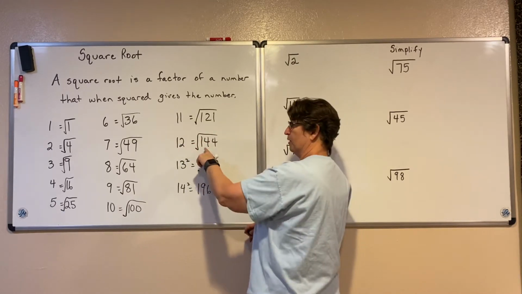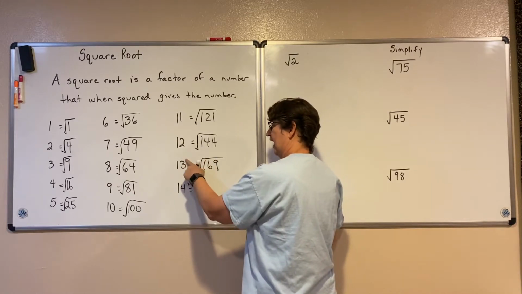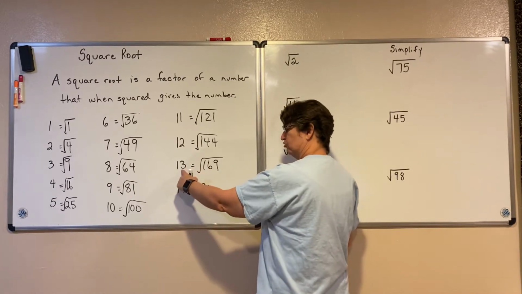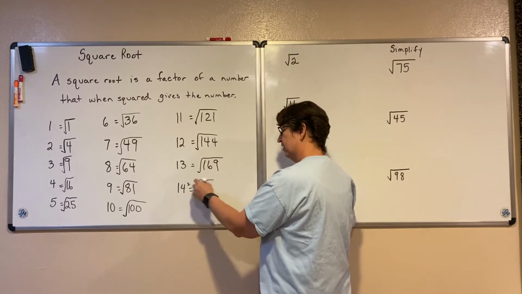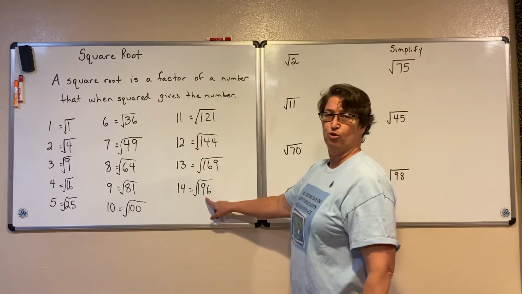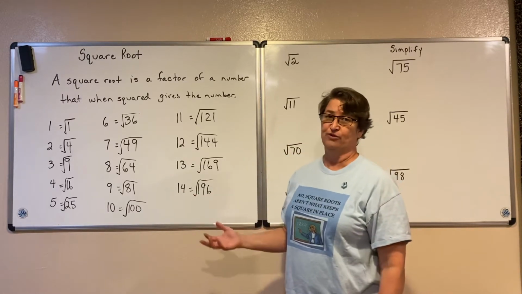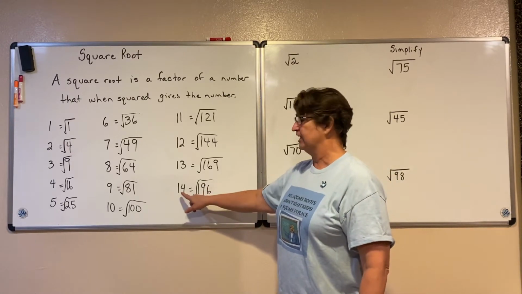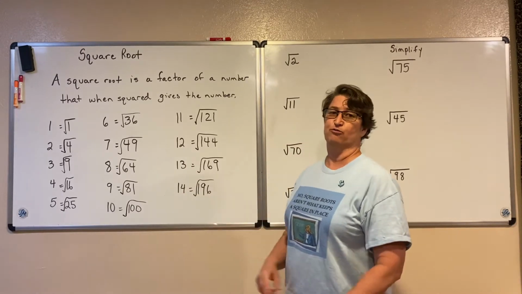You may have those memorized, but this one, 169, I like this little trick here. The 169 is 13 squared, and then if you take those two numbers and turn them around, you've got the square of 14. So the square root of 196 is 14. Those are your first 14 perfect squares. When I take the square root of it, I just end up with that number that when I multiply it by itself gives me the perfect square.